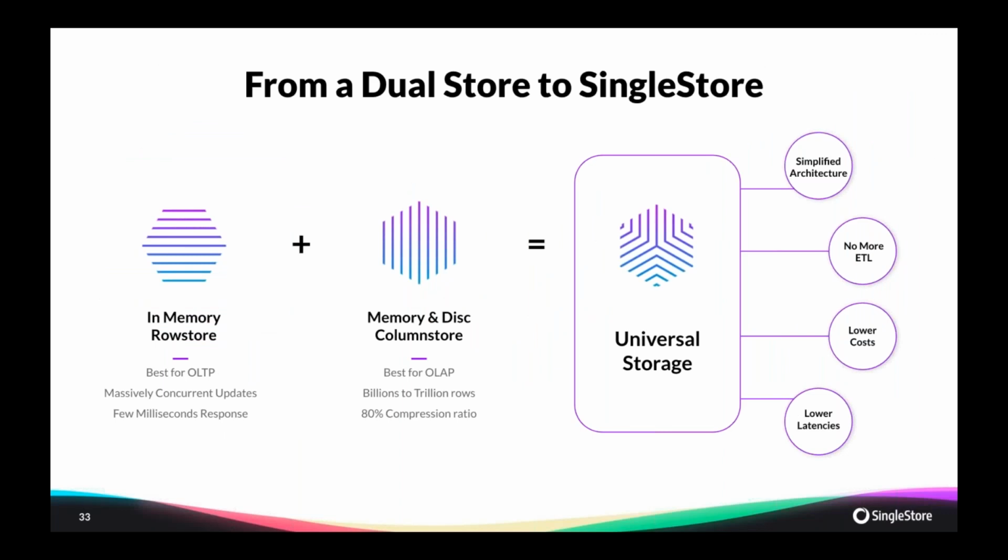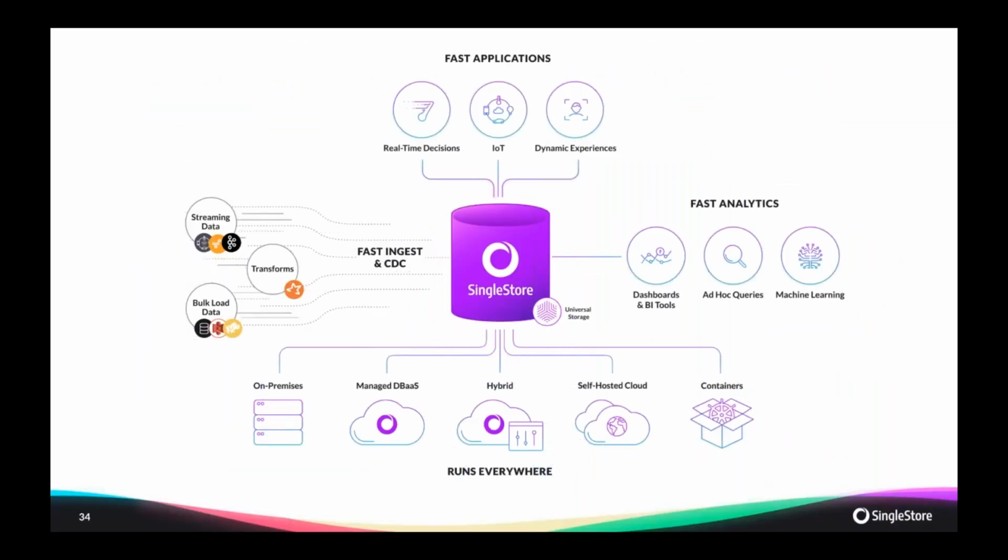SingleStore today has gone from a dual store to a single store. It's a simplified architecture. There's no more ETL, there's lower cost, there's less latency through this universal storage architecture built for the best of both worlds, OLTP and OLAP. Today, SingleStore is used with Fortune 500 clients and scale-ups alike for fast applications, fast analytics, and for fast ingest and CDC with data pipelines.